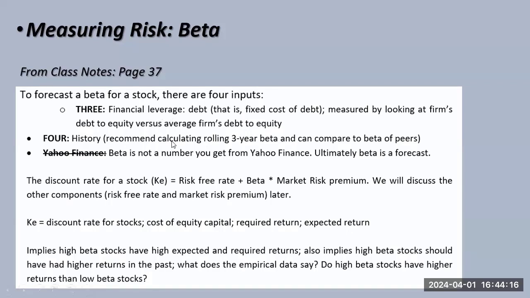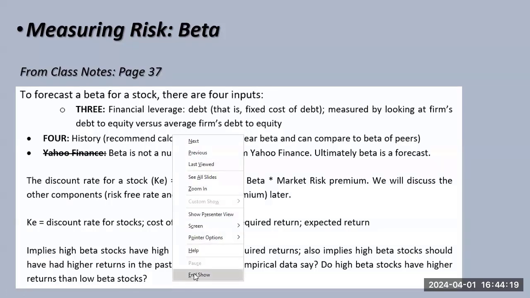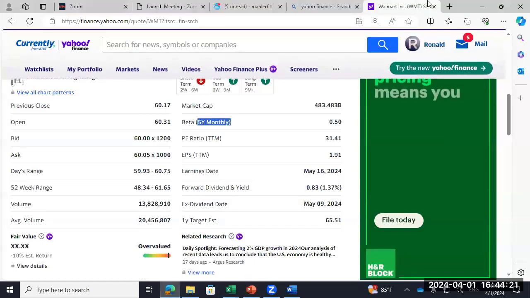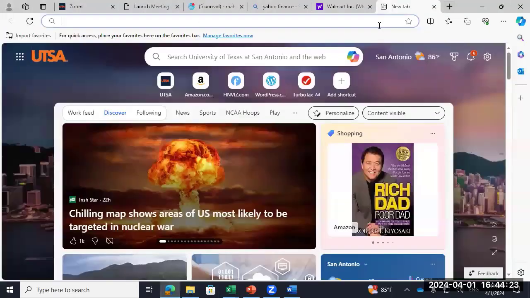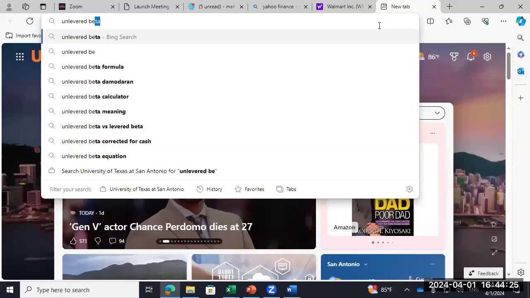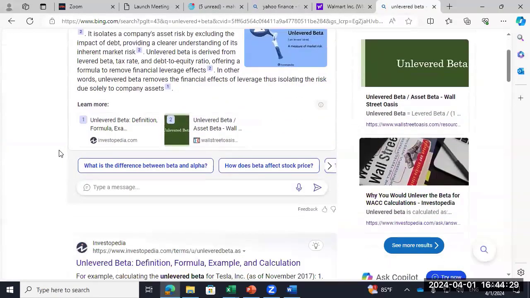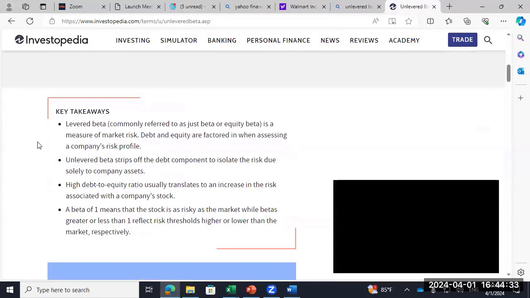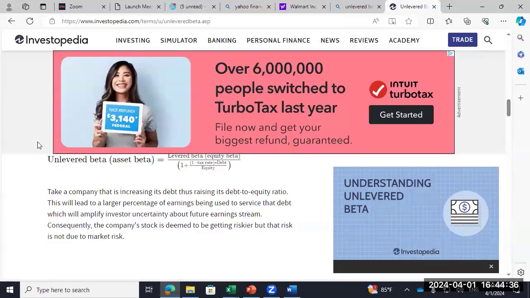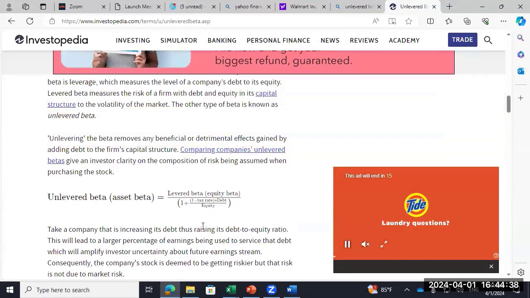There's actually a formula for this that we're not going to use, but it's really easy to find, and it's a pretty simple formula. You just search unlevered beta, and the formula will come right up. Investopedia does a good job on this. Y'all probably had this; if you take Catapacum, you'll probably have it in his class. But there it is. Very, very simple formula.